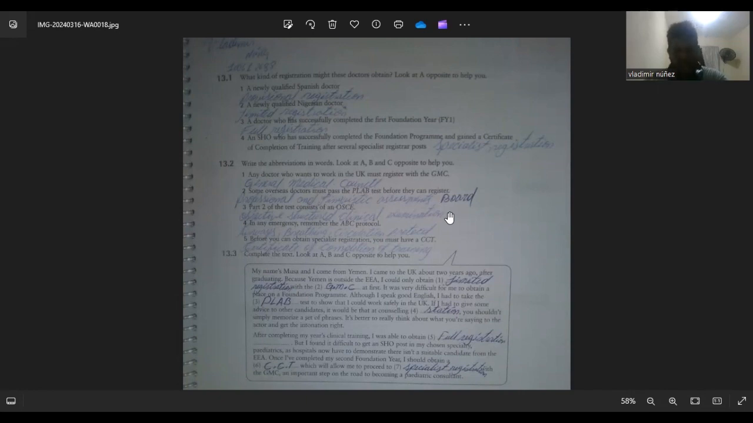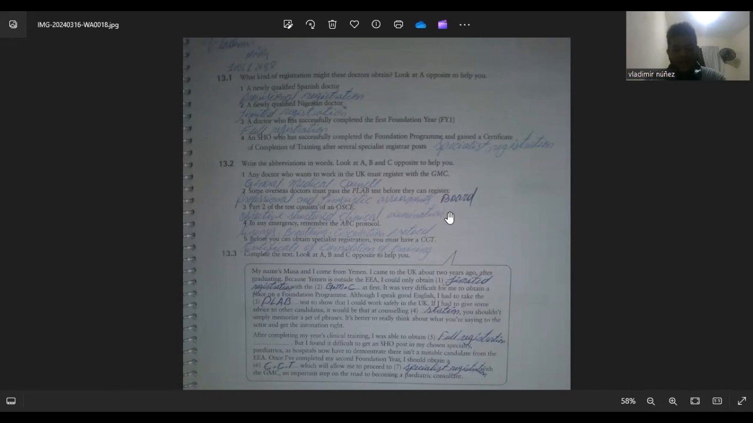What is the abbreviation in full? Any doctor who wants to work in the UK must register with the GMC, General Medical Council. Some overseas doctors must pass the PLAB test before they can register. Professional and Linguistic Assessment Board.